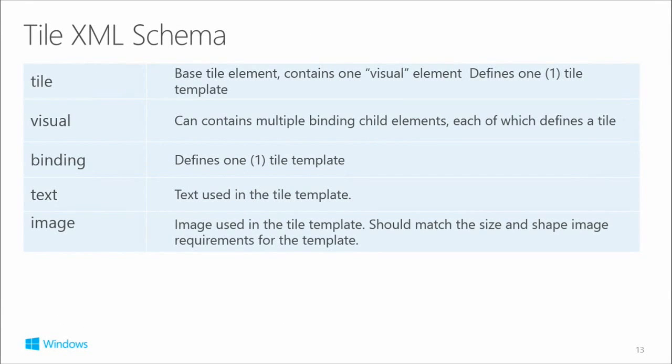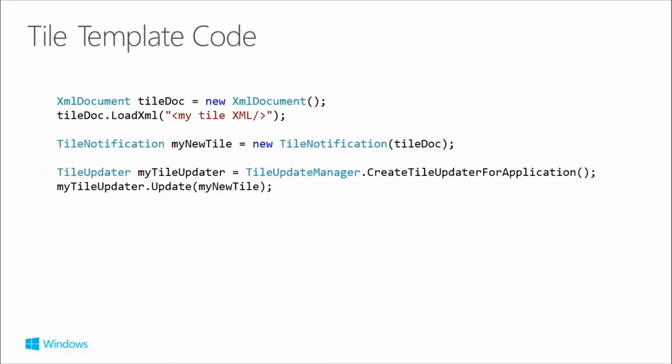So the tile XML schema is defined a little more clearly in this table. Like I said before, you've got your tile, you've got your visual. The binding defines a single tile template, and then inside of that, you're going to have texts, which gives you the different text elements inside of your tile, and image, which defines the different image sizes or image elements in your tile. Your images should match the size and shape image requirements of the template. That's just one thing you should do for a good user experience.